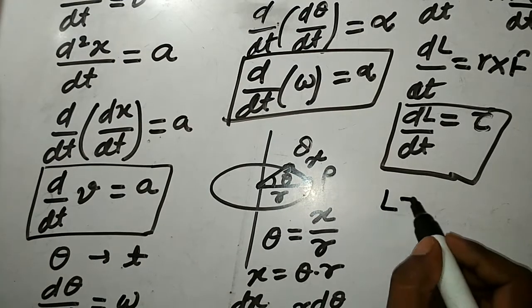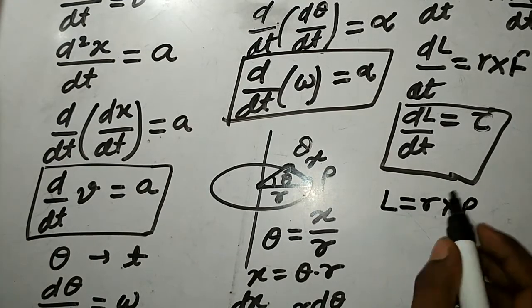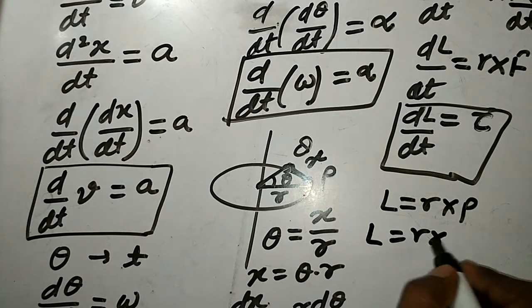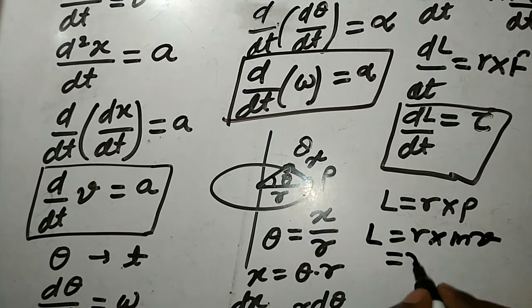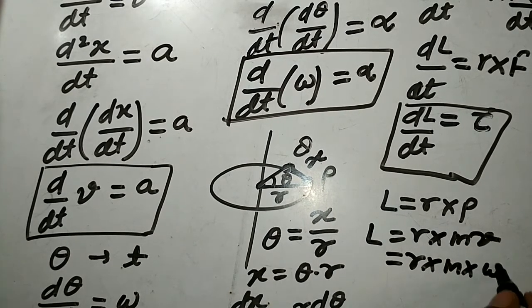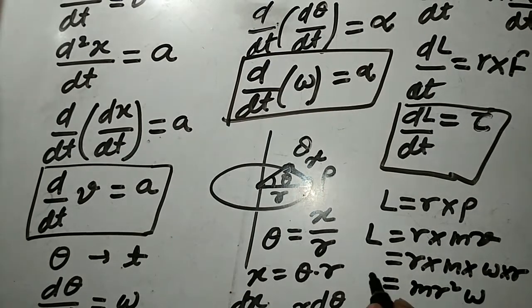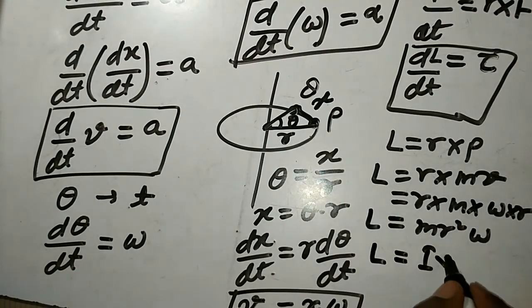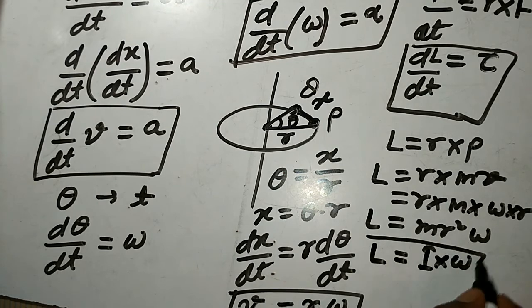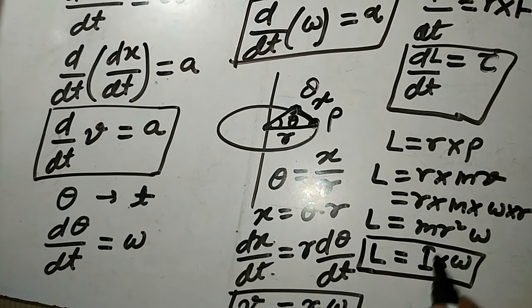Now again from the relation L equal to r into p, in place of p we can write mv, and v can also be changed to omega into r. So this becomes m r square and omega, and L is equal to I into omega. So this is the angular momentum L in terms of moment of inertia.